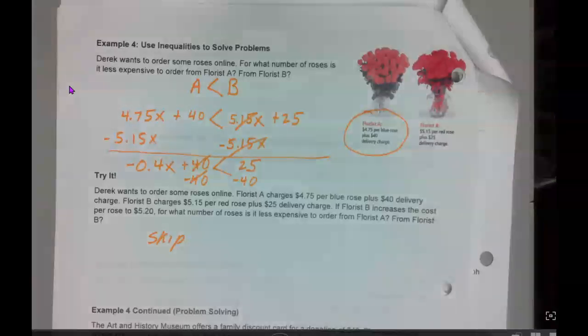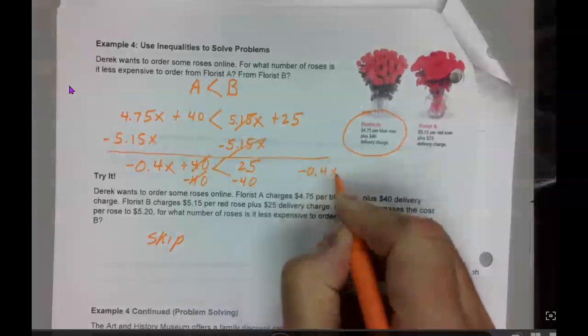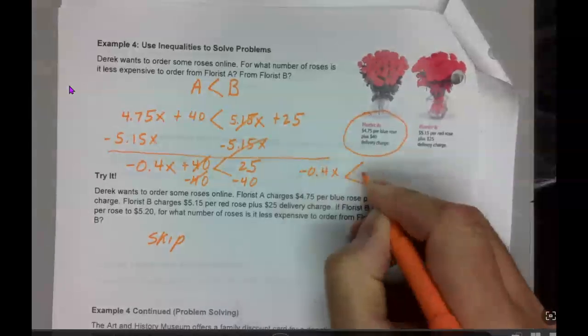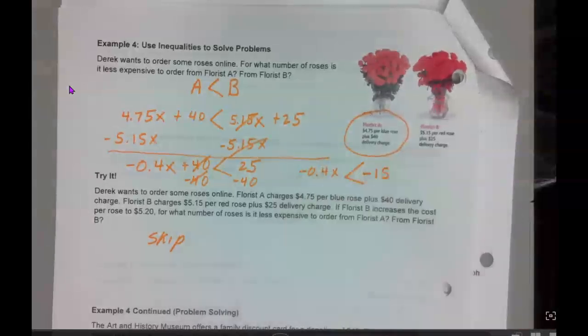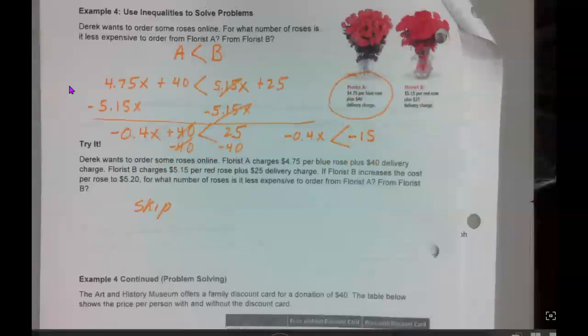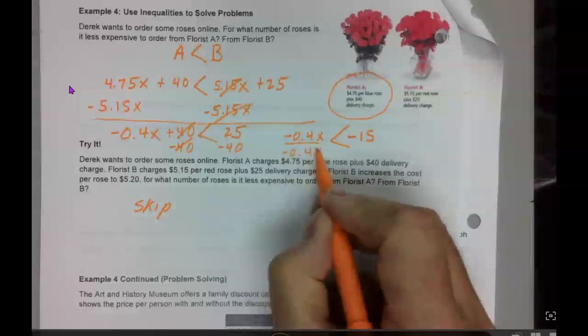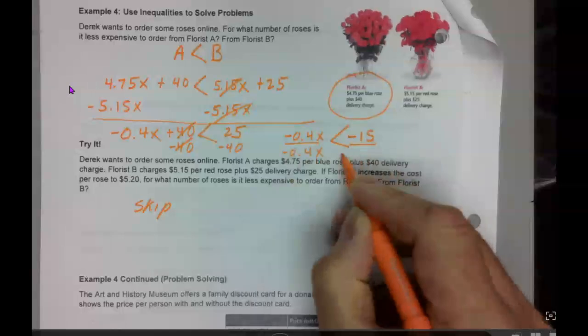So right now we have negative 0.4x is less than negative 15. Correct? And then what are we going to do next? Did you guys get that? 25 minus 40 is negative 15, right? Divide by negative 0.4. What do we have to do to the inequality when we divide by a negative?